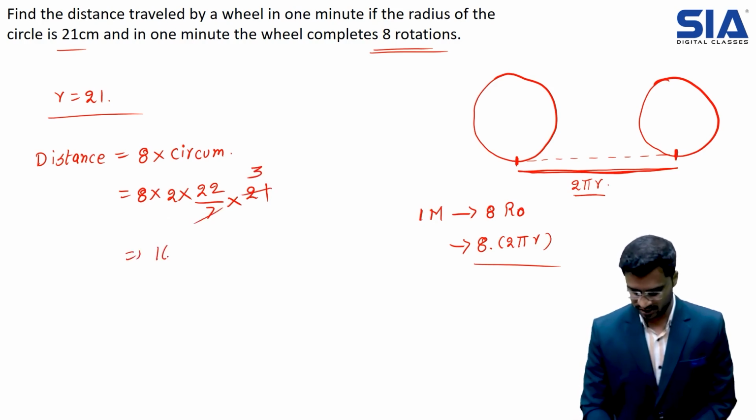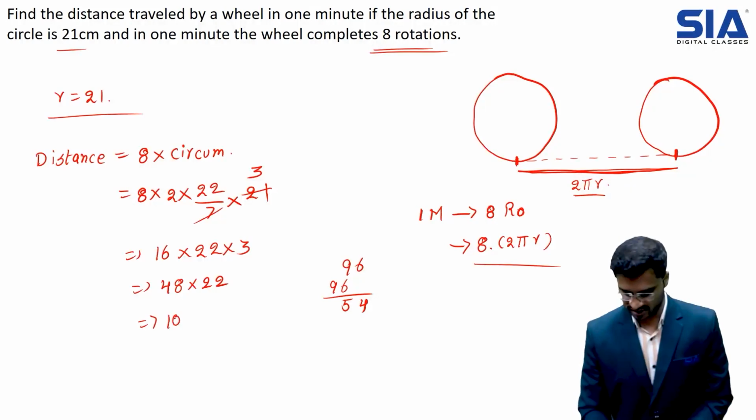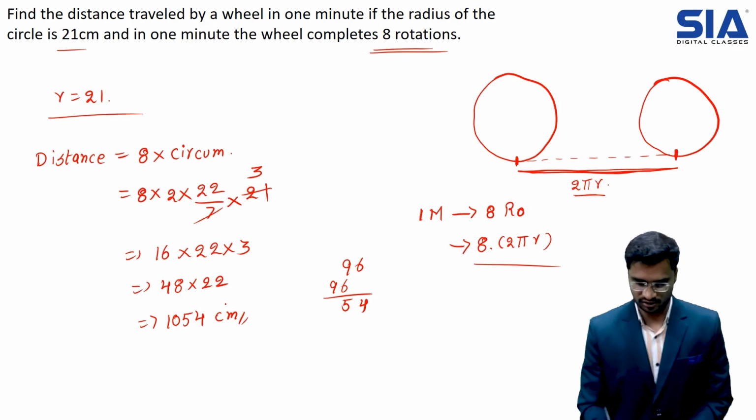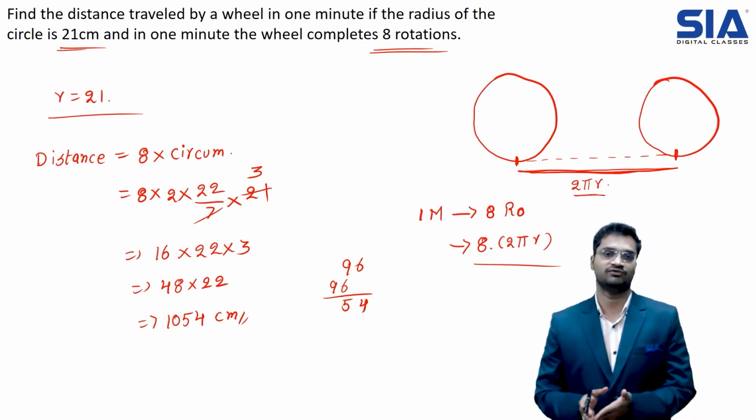8 2s are 16. 16 into 22 into 3. 16 3s are 48. 48 multiplied by 22. So 48 2s is 96. So 4 and 5, 1054. So the distance covered is 1054 centimeters. Because the radius is 21 centimeters, the distance covered is 1054 centimeters.